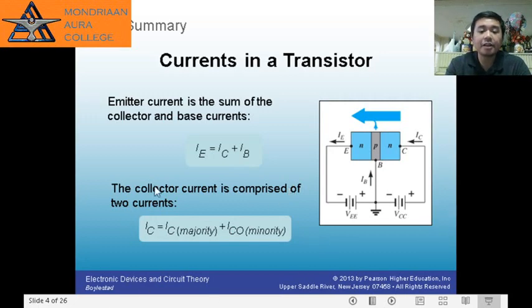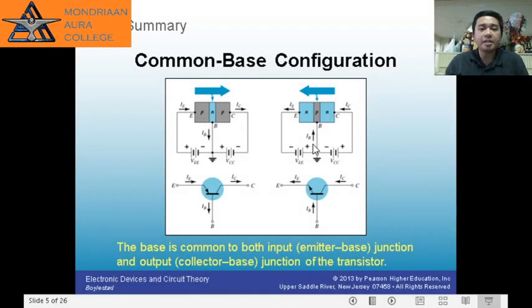Ang collector current naman natin is made up of two components. Na-discuss natin kanina that this is composed of the majority carriers and the minority carriers. Ang BJT ay merong dalawang main functions. Una, bilang isang amplifier, at pangalawa ay bilang isang electronic switch.